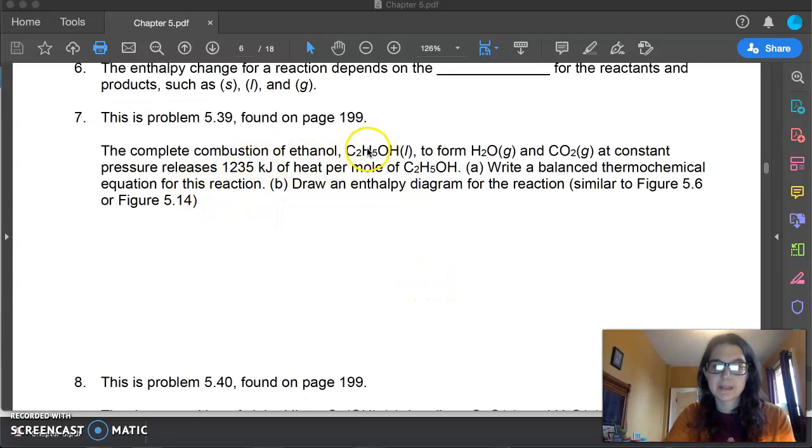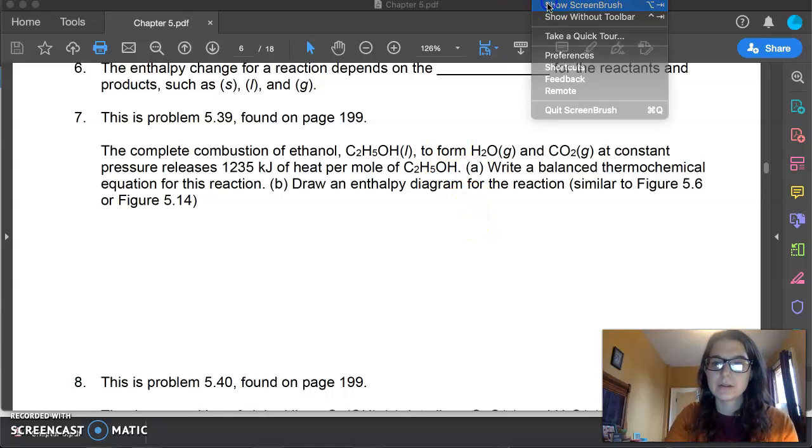Complete combustion of ethanol to form H2O and CO2 at constant pressure releases 1,235 kilojoules of heat per mole of C2H5OH. First part, write a balanced thermochemical equation for this reaction.